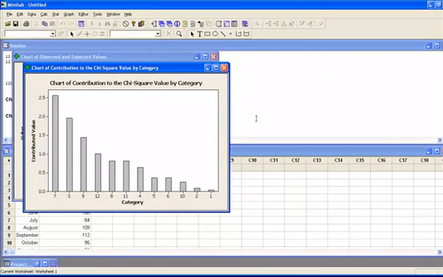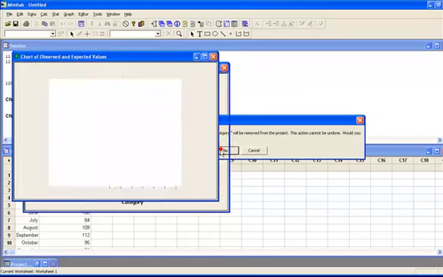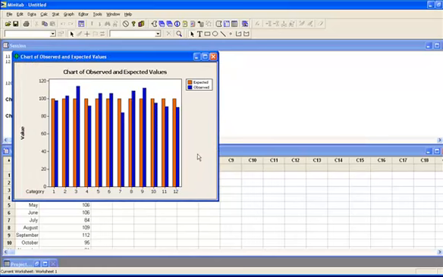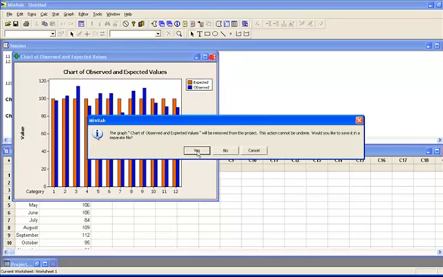Now notice it's giving me a few graphs. This first one I don't need, so I'm going to close that one. But here it gives a side-by-side bar chart of the expected values versus the observed values. And notice that some of these bars have noticeable differences. However, it's difficult to tell overall if we are going to reject or fail to reject the null hypothesis until we look at the p-value. So I'm going to go ahead and close that.